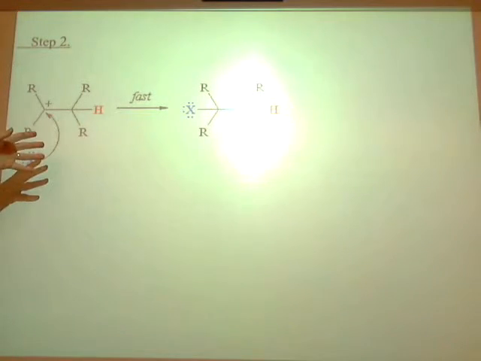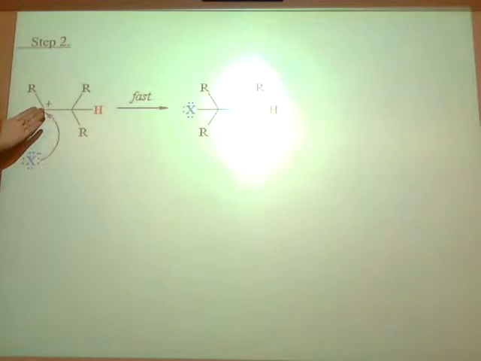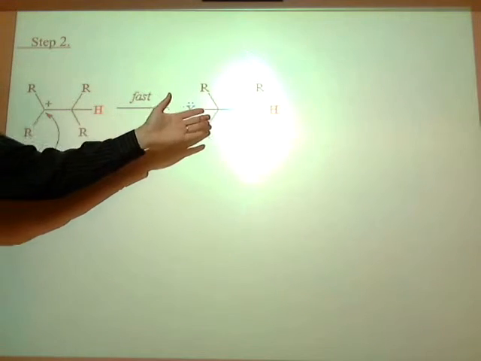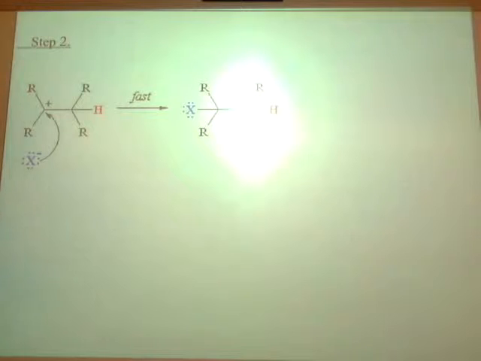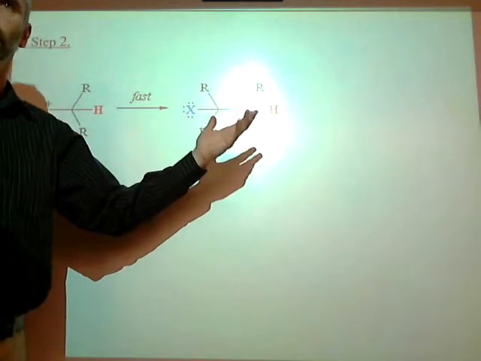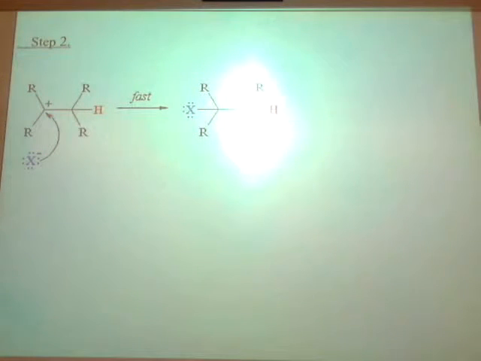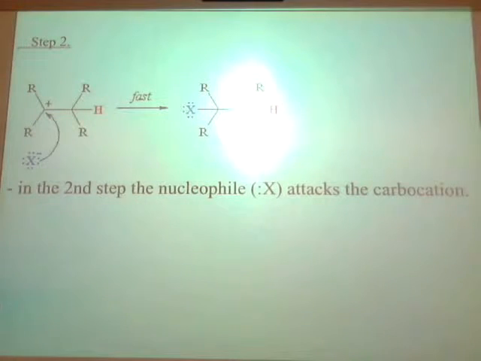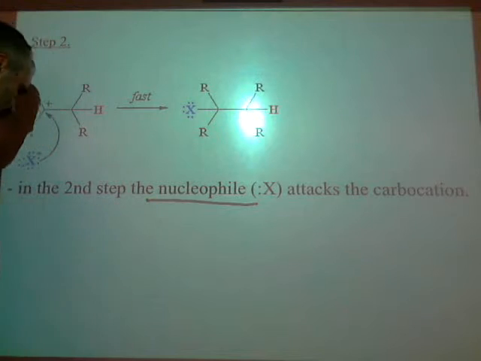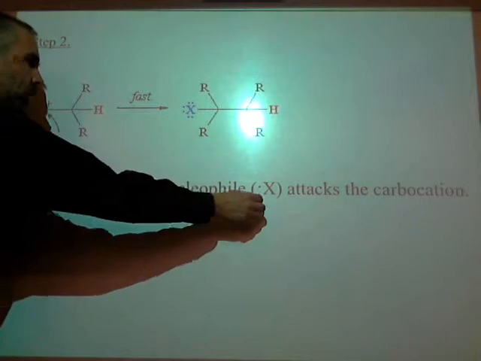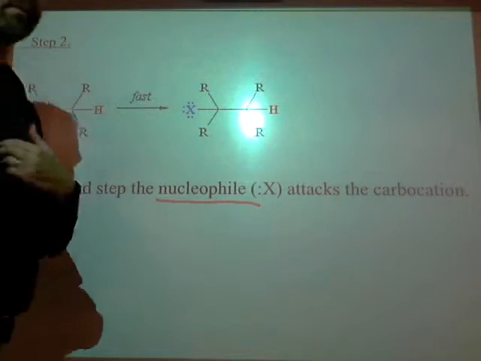Now, the second step, step 2, is the fast step. What happens? This bromine, or X, or chlorine, whatever he is, attaches to that positive charge there very quickly and forms the product. All right, and he forms that product onto the guy who is more substituted. Now in this case, I've got R groups everywhere, so this is just a generic one. But anyway, so second step, the nucleophile. Oh, there's another new word. I'm going to underline him. The nucleophile. Let's underline him in red. Attacks the carbocation.